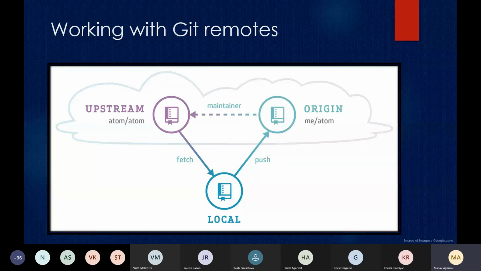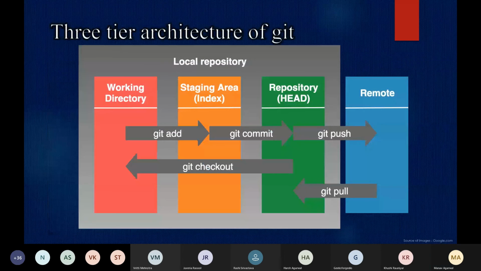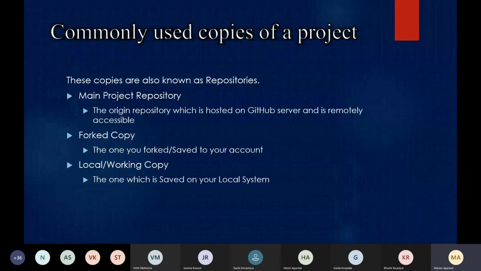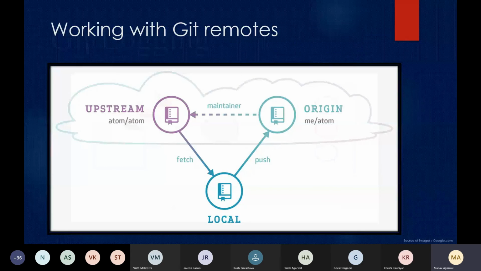The remotes are the repository URLs, or cloned working copies, connected to the three-tier architecture of Git, which we understood with the example of printing a page and adding it to a document. We take a print preview and all the steps. Basically, we have a working directory, staging area, the repository itself, and a remote repository. We also read about the repository copies we have: the main project repository, a forked copy, and a local working copy. So this is what we have learned so far.